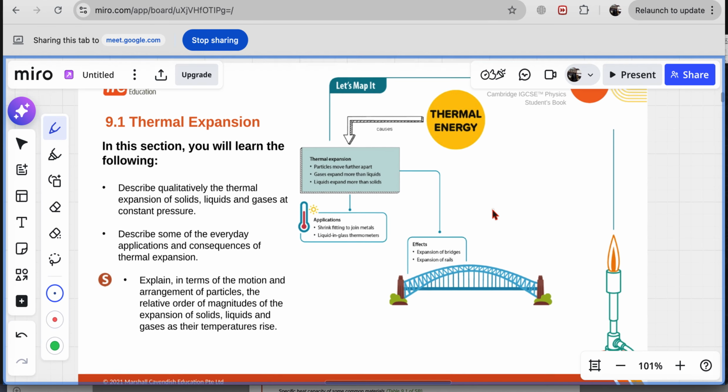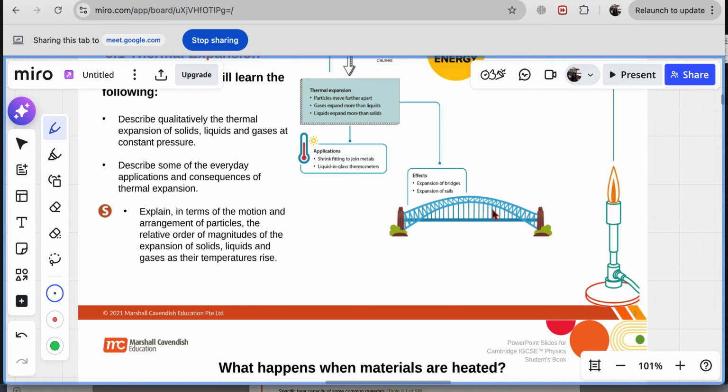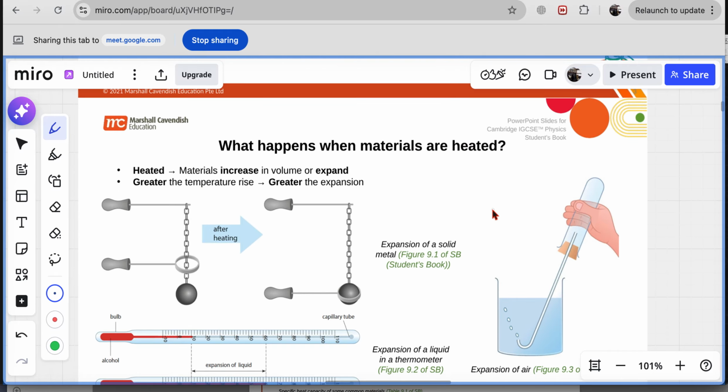Now let's take a look at the first aspect, thermal expansion, 9.1, the expansion that happens to substances. Here we'll be asked to describe the thermal expansion of solids, liquids, and gases at constant pressure, with pressure kept constant. What happens to solids, liquids, and gases when they are heated? That's the first part. The second part is to look at some everyday applications and consequences of thermal expansion.